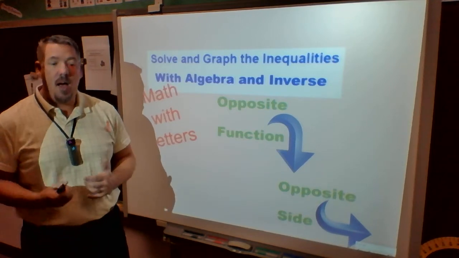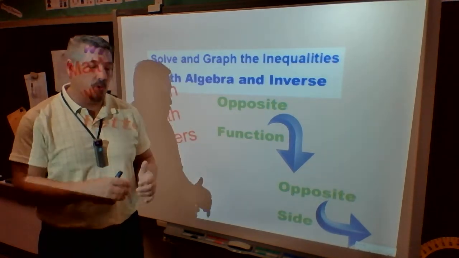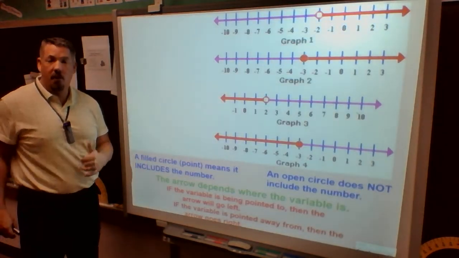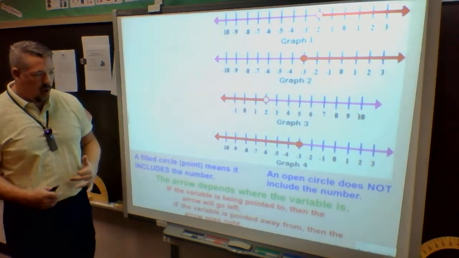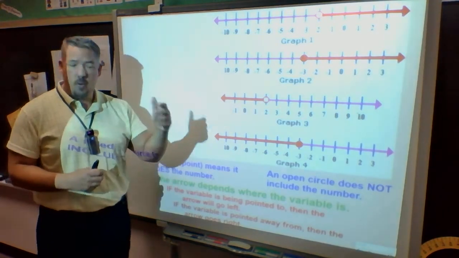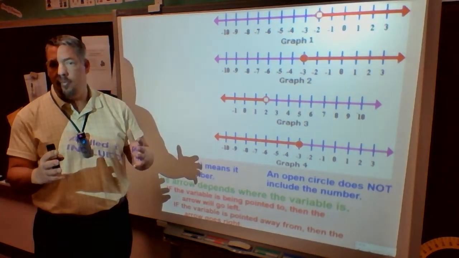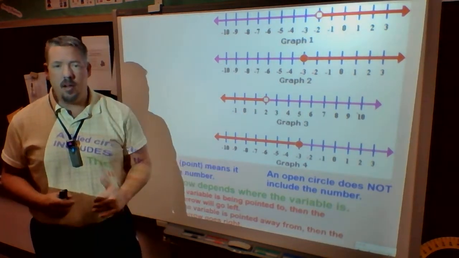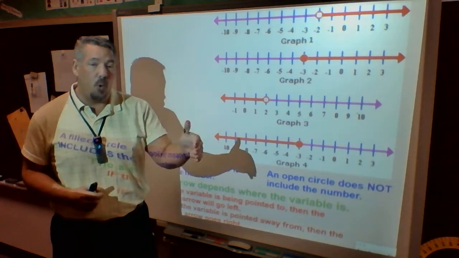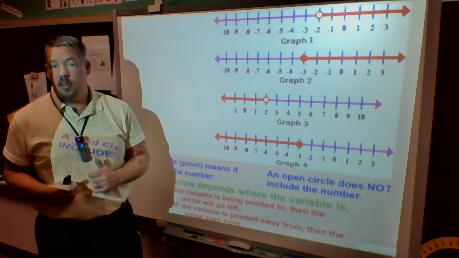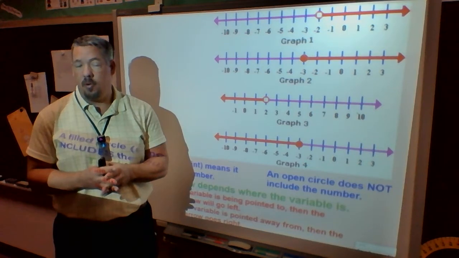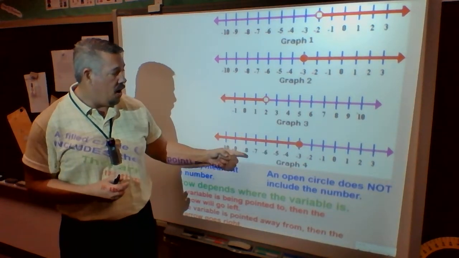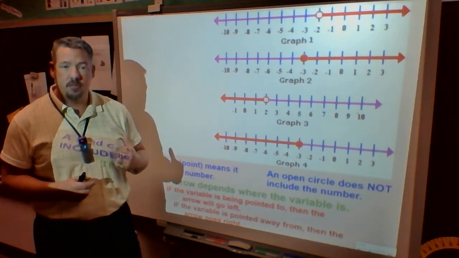Once I solve for it, I know what A is equal to, or X is equal to, or Q is equal to. Then I have to look at my symbols and remember what I'm doing when it comes to graphing them. So once again, if it's a greater than or less than sign by itself, then I know it's an open circle because it tells me that it cannot include that number. If it's pointing to the variable, then that means the variable is the smallest number, and therefore the shaded area of my line is going to go to the left.